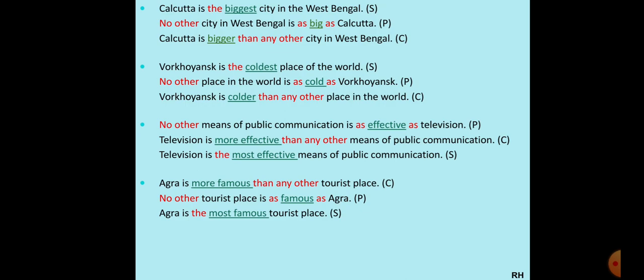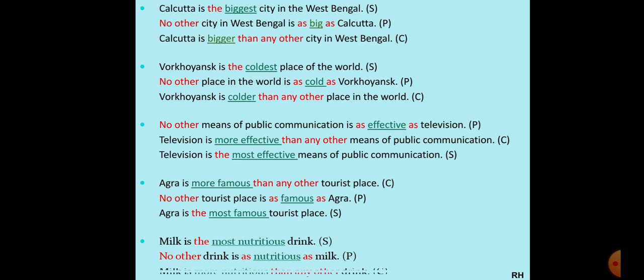That's it. Let's look at the next one. Milk is the most nutritious drink. So here, no other, that's it, "the" and dash. So it's a superlative. So we'll change it into positive and comparative. No other drink, drink will come in the beginning, is as nutritious. Most nutritious will become nutritious as milk. Next, comparative: milk is more nutritious than any other drink. Okay, great. Let's look at the next one.